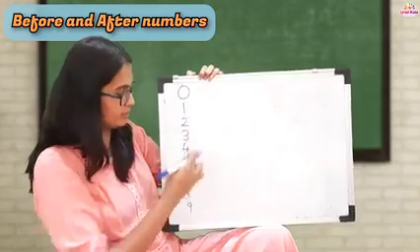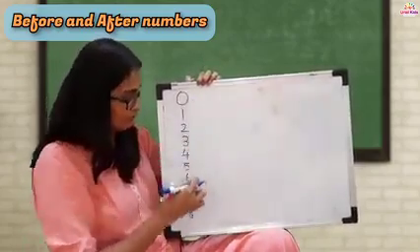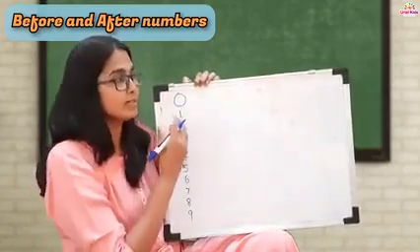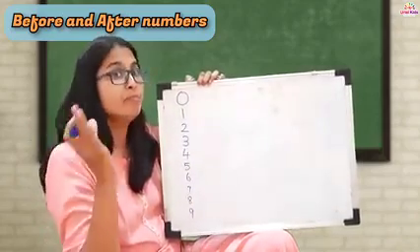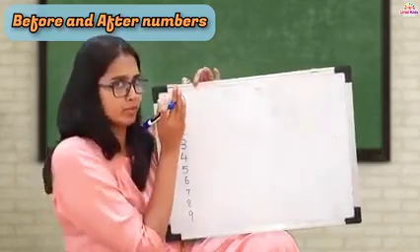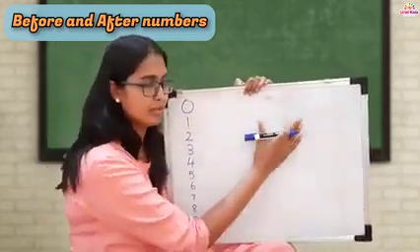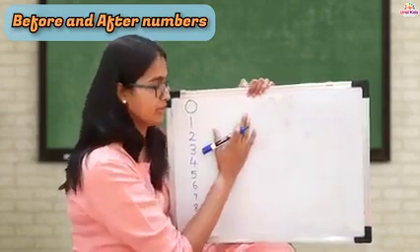Alright, so can you see numbers from 0 to 9 here? We are going to go ahead like this. Numbers always move ahead. Always remember, after numbers are bigger numbers, before numbers are smaller numbers. So let's try writing one number here and guess what number comes before that number.